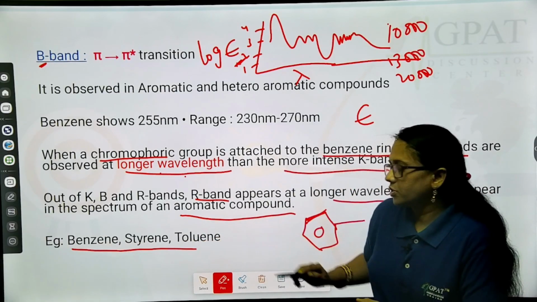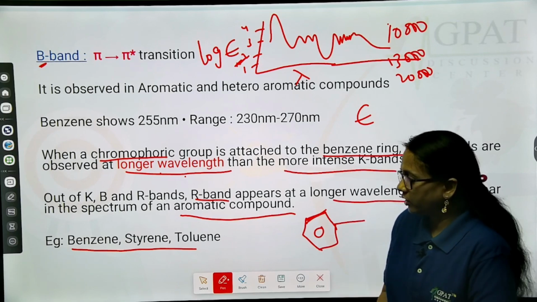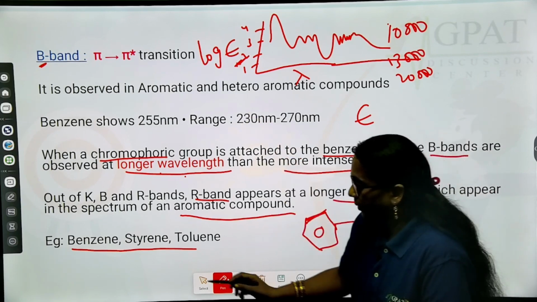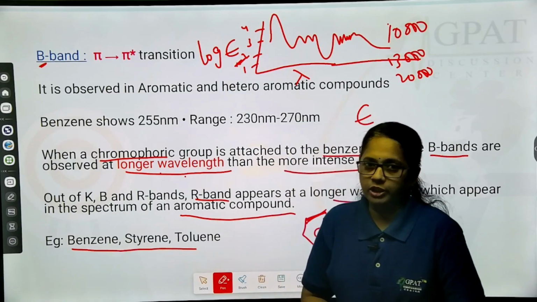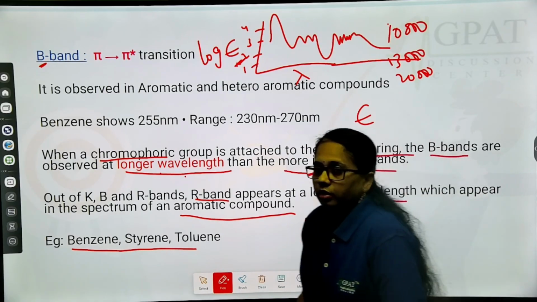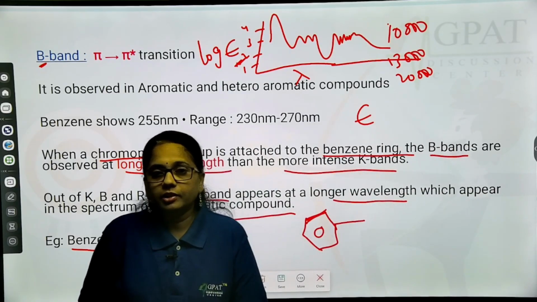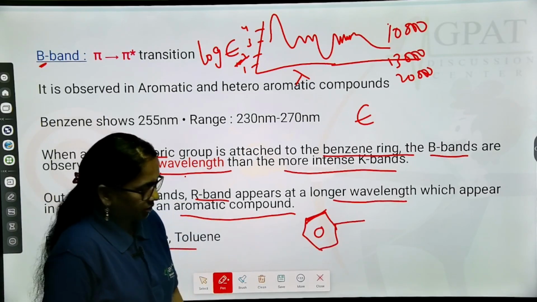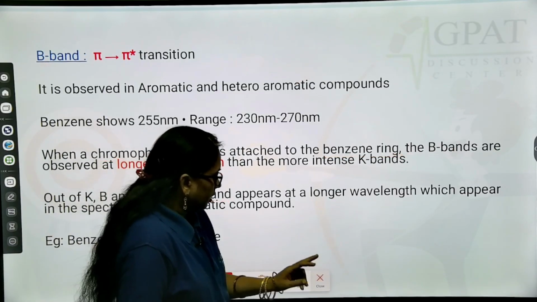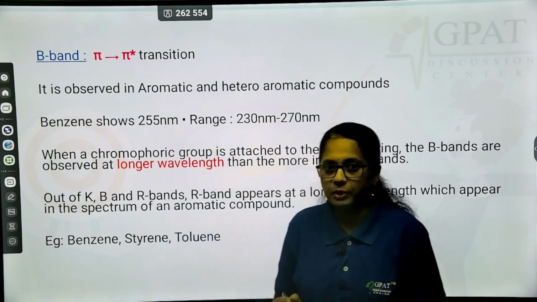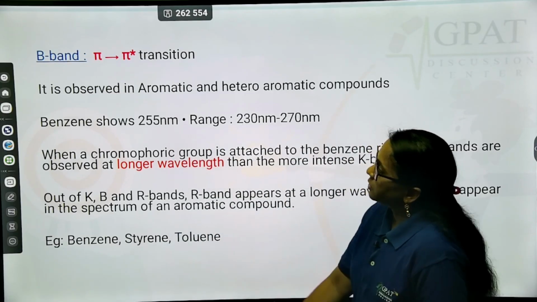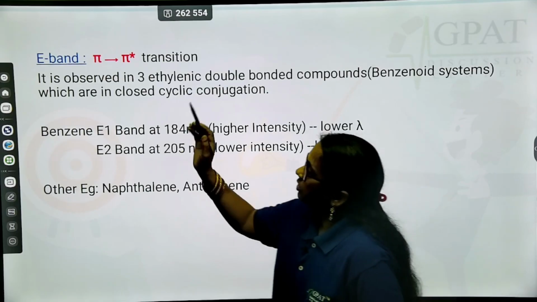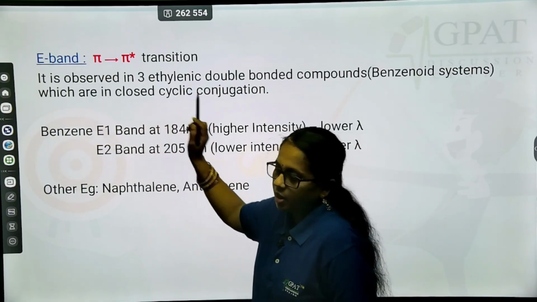Okay, and the compounds which give this B type of absorption bands are benzene, styrene and toluene. That means the chromophoric groups are attached directly to the benzene ring. So this is about the absorption band, B band. Now let us move to another band, the E band. Alphabetically we are going. So B band we have completed, now it is the E band.